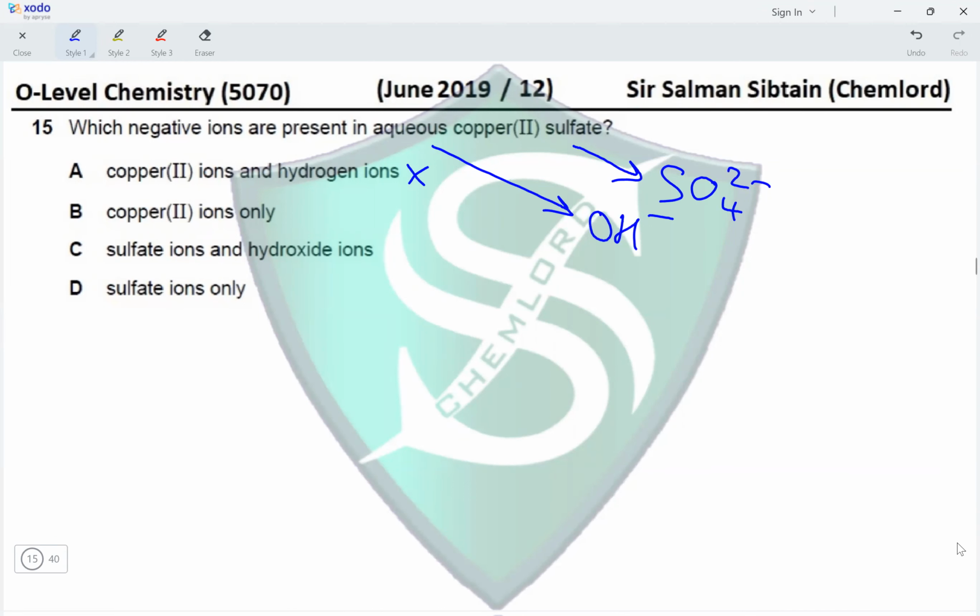Both of them are positive ions, so this option becomes incorrect. Copper only, copper is positively charged, copper ions, so incorrect. Sulfate and hydroxide ions, yes. And sulfate ions only, no. Hydroxide ions will also be there. So this makes option C the correct option for this question.